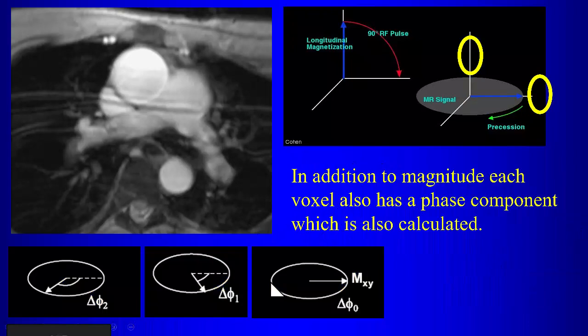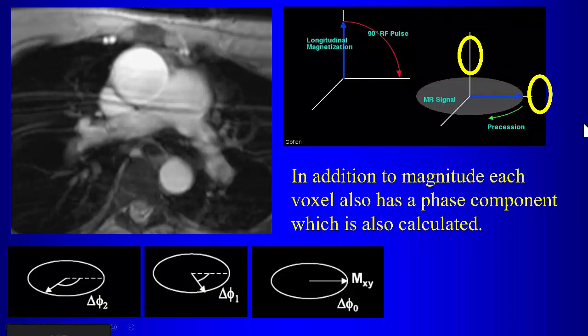But there is also a phase component. So you flipped it into the transverse plane, right? And this vector is rotating around. So there's also a phase component of this, which you can also measure, right?